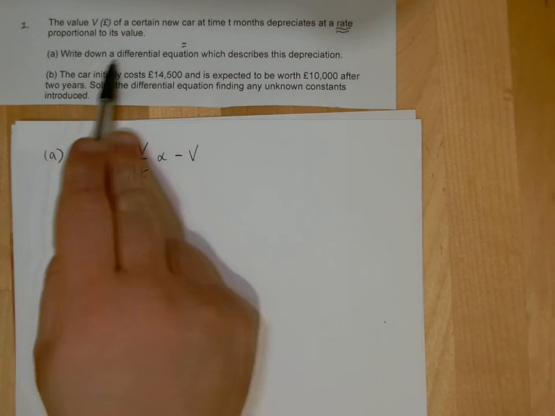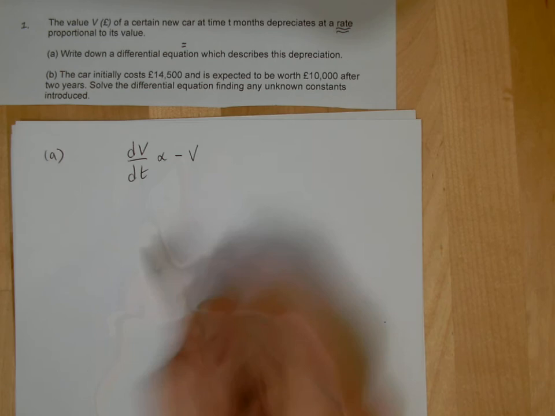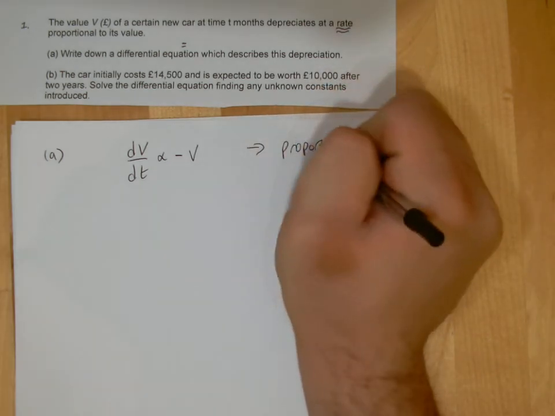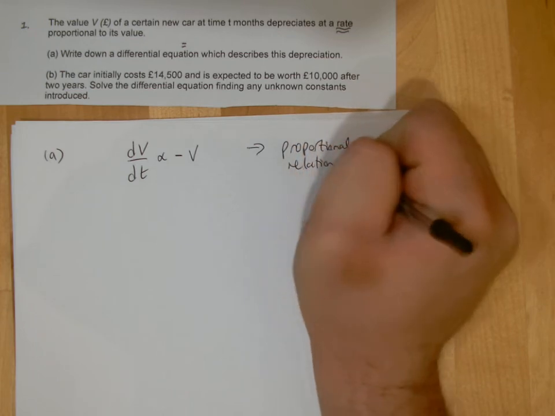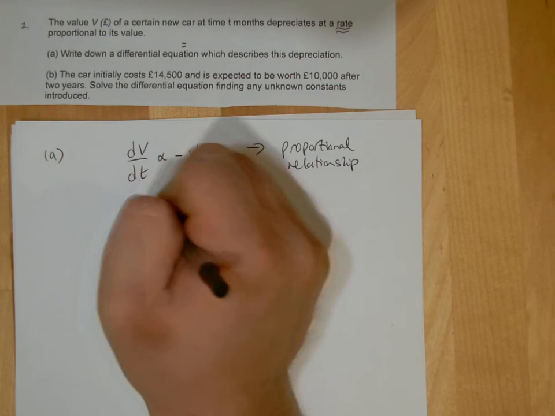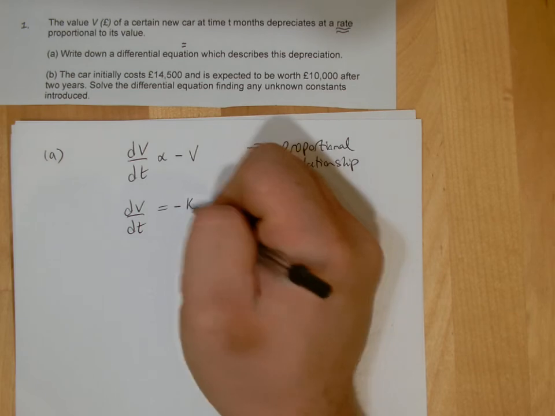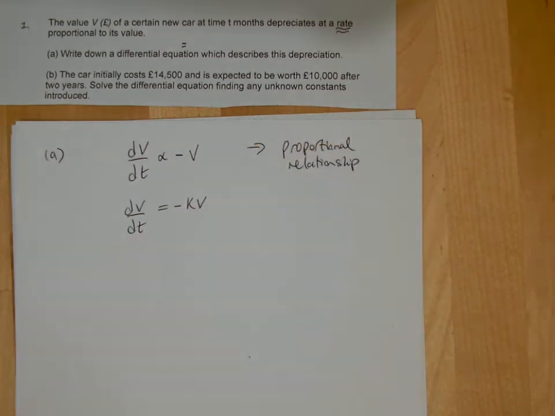So then to answer part A, write down the differential equation. Well, we're not quite there, because this looks at the proportional relationship, and we need an equation. So if you remember from GCSE, we could change this into an equals if we brought in a constant k, to say then that dV by dt is some negative constant k times the value V. Okay, so there's our differential equation.